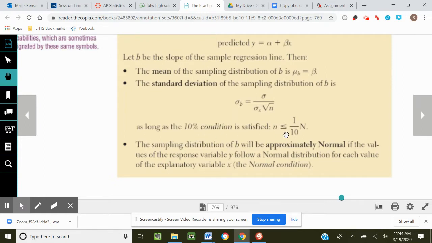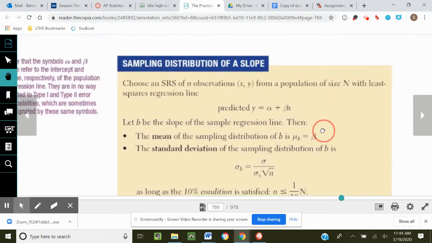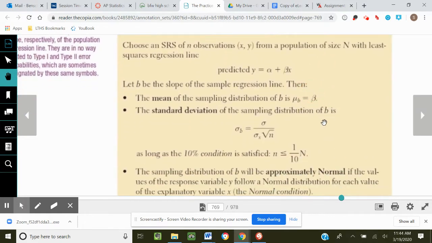All right. And then the sampling distribution of b will be approximately normal. This is going to kind of work like t-tests and t-distributions. If the values of the response variable follow a normal distribution for each x. So there's a normal condition that we're going to check. It's going to look a little different than past normal conditions, but if all that's true, then we can use a sample slope to make some predictions or do inference about the true slope.